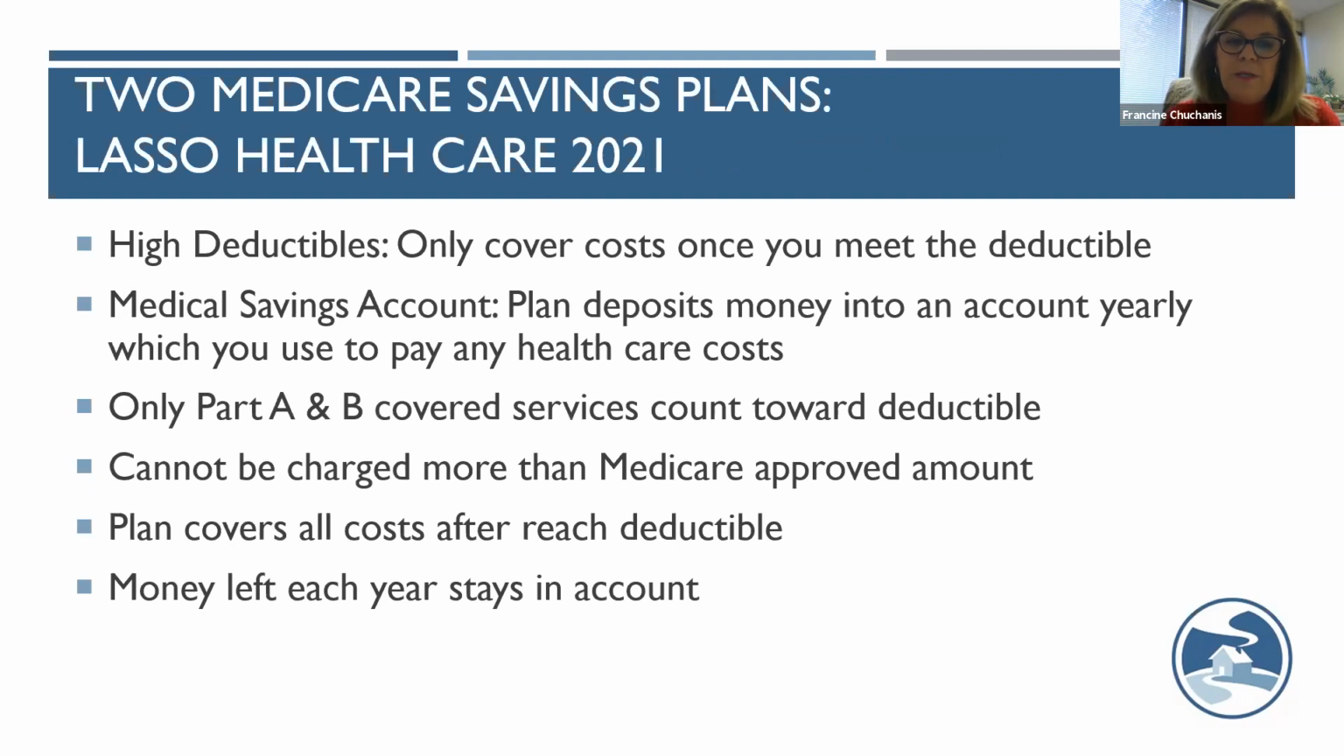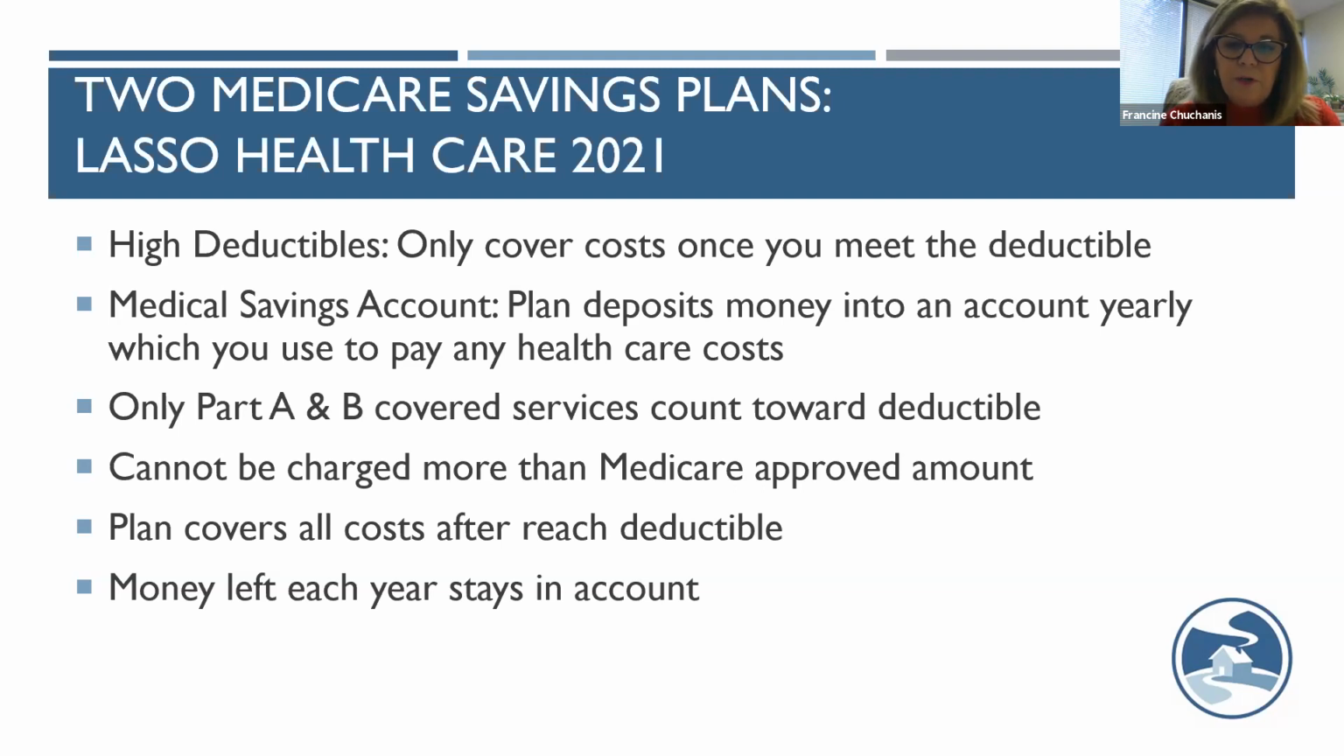With these plans, we have 2 Medicare savings plans, and you'll find those on the last page because they do not include drugs. They are high deductible plans, so they only cover your medical costs once you meet the deductible. What they do is they deposit money into an account for you each year, and you can use that money to pay for your healthcare costs. But only services covered under Part A and B count towards the deductible, even though you can use it for other things. Like if you use it for glasses, that's not going to count.